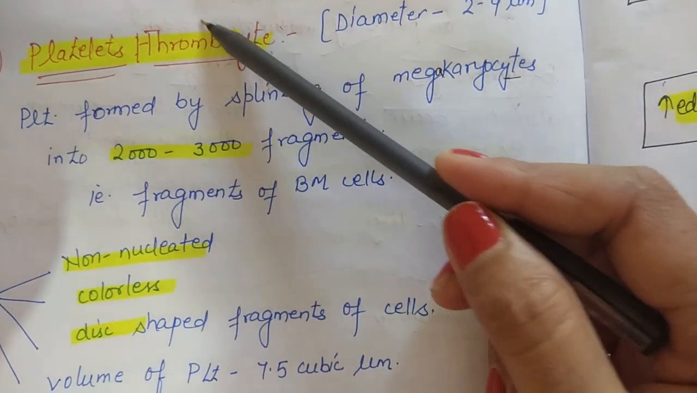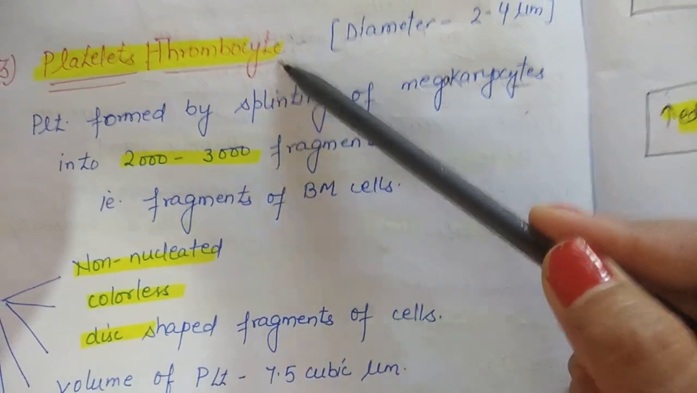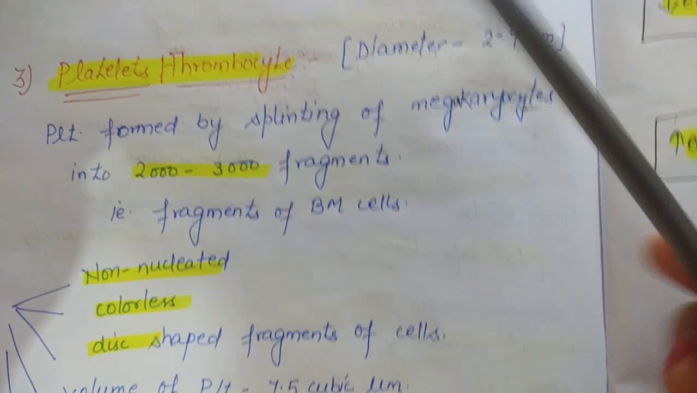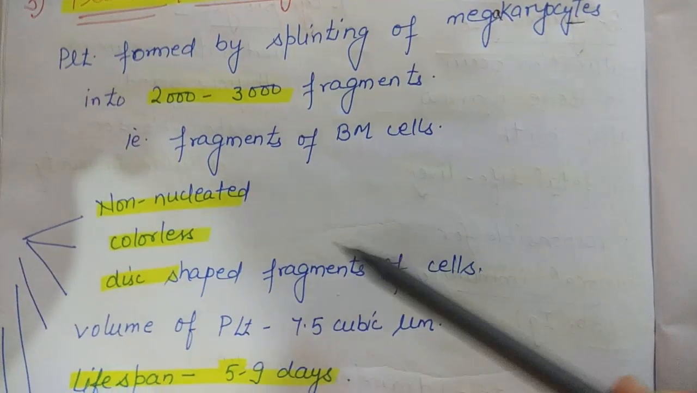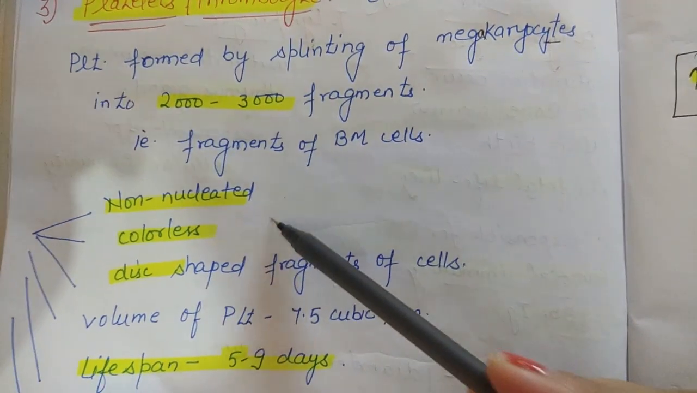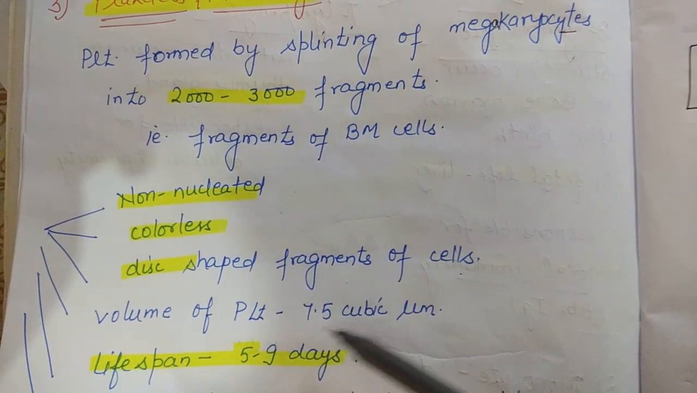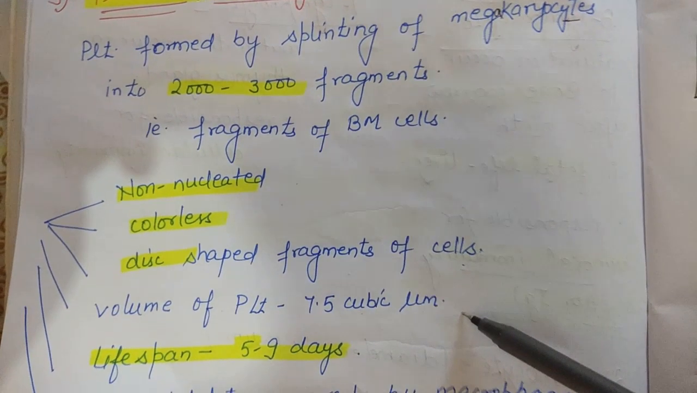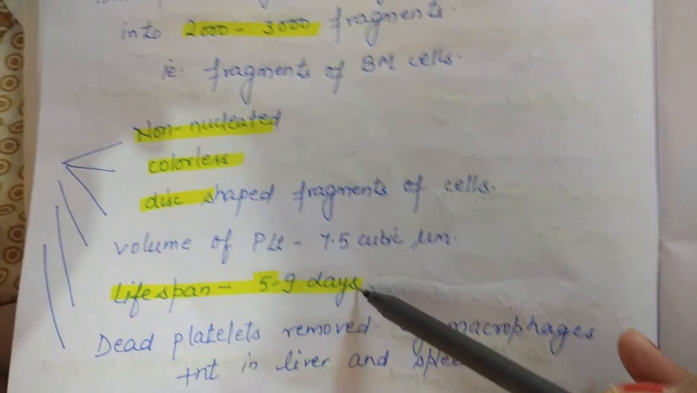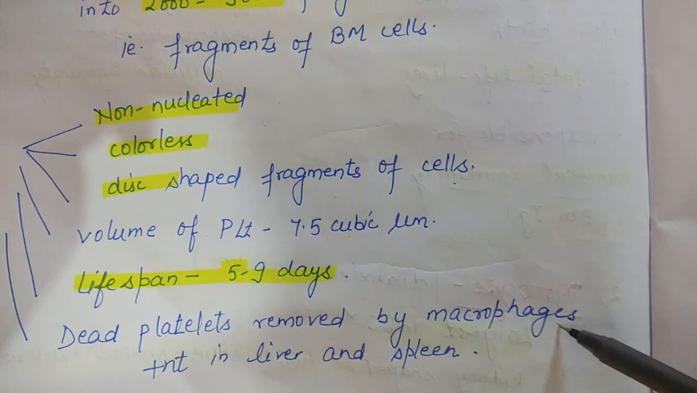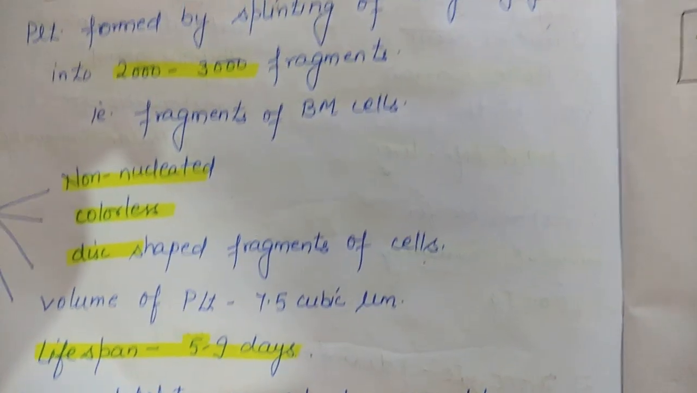Thrombocyte means thrombus forming cell. So platelets are forming thrombus. Thrombus means clot formation. Platelets are non-nucleated, colorless, disc-shaped fragments of cells. The volume of a platelet is 7.5 cubic micrometer and the lifespan of a platelet is 5 to 9 days. The dead platelets are removed by the macrophages that are present in the liver and spleen.